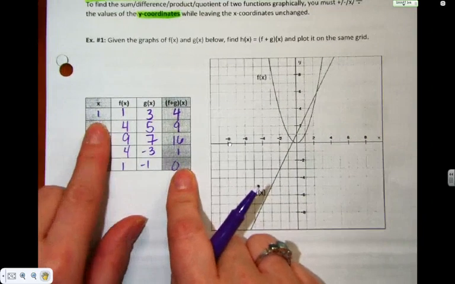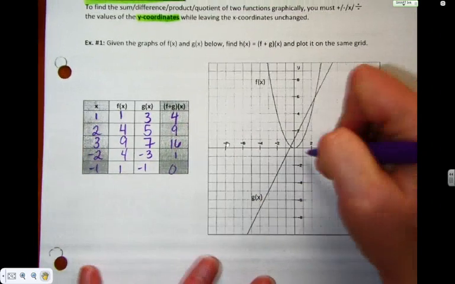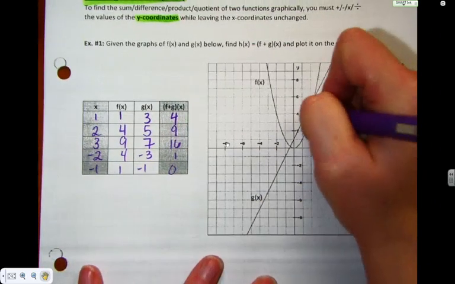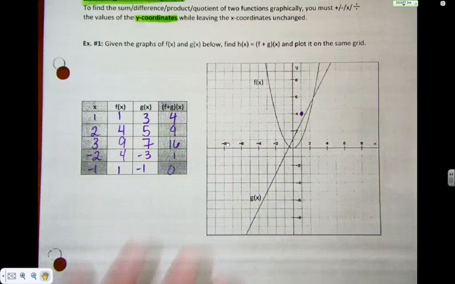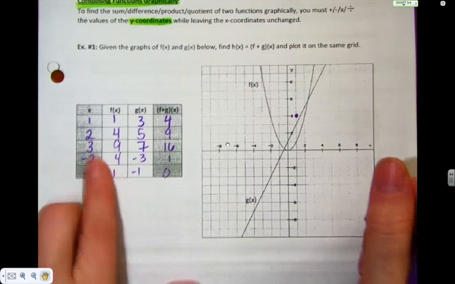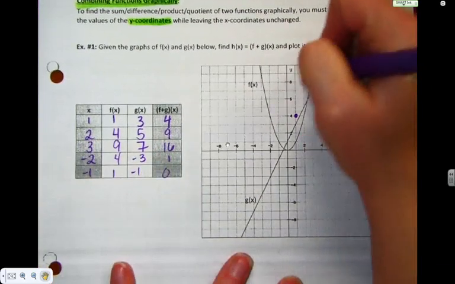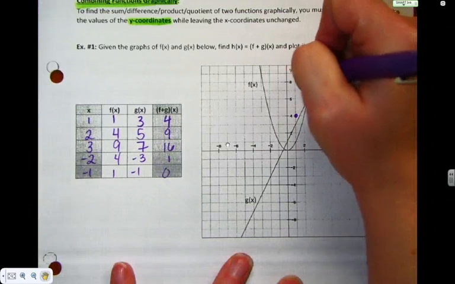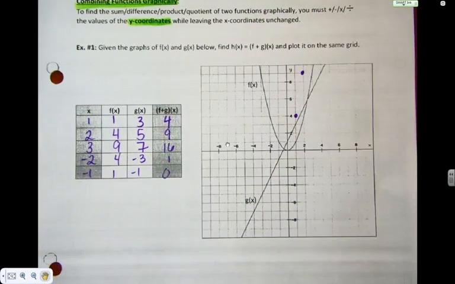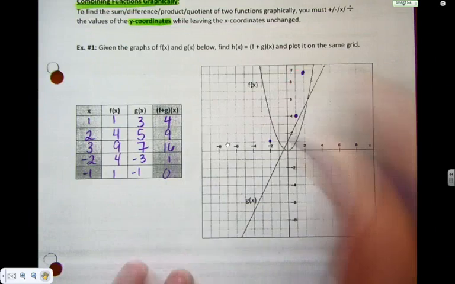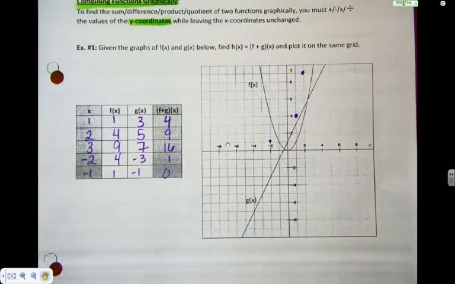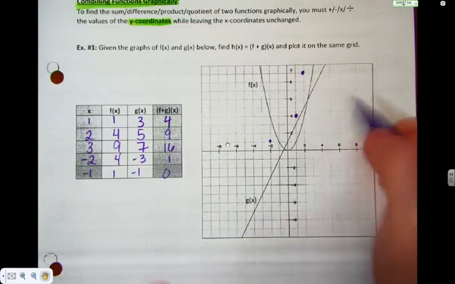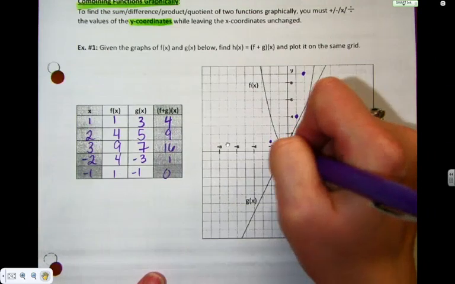So now we're going to put a point at 1 and 4. Next point is going to be at 2 and 9. Three and 16's off the graph. Negative 2 and 1. And negative 1 and 0.